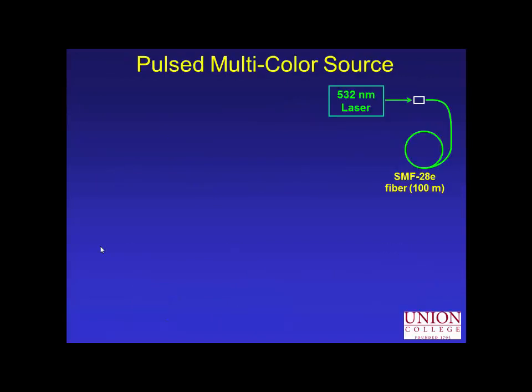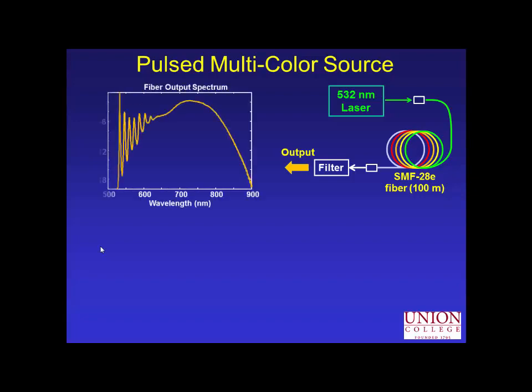So for our experimental setup, we start with a Q-switch laser, rep rate of 20 kilohertz, pulse energy of about 15 microjoules, and duration of about 1.5 nanoseconds. We send it through about 100 meters of SMF-28 fiber, which is pretty much the industry standard for telecom applications. It's single mode at 1550 nanometers, but again, we're operating at 532, so that smaller wavelength means you get a few modes in the fiber. And so through four-wave mixing, you create a whole bunch of new colors. Then we send it through an optical filter to get whatever wavelength band we want.